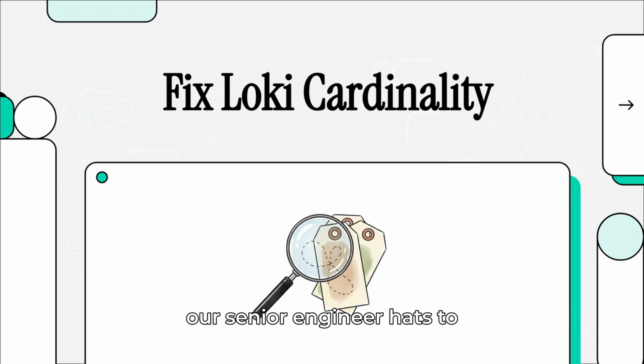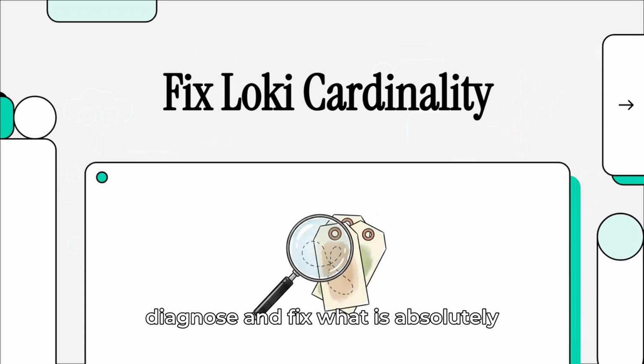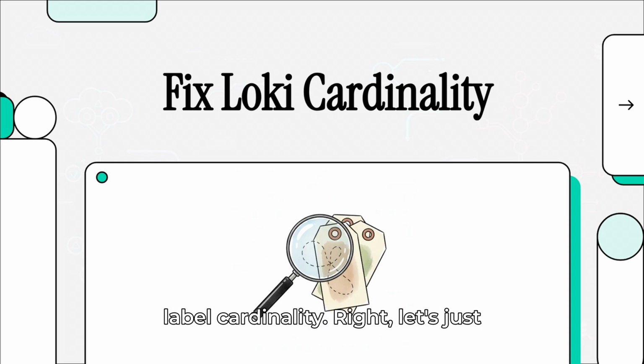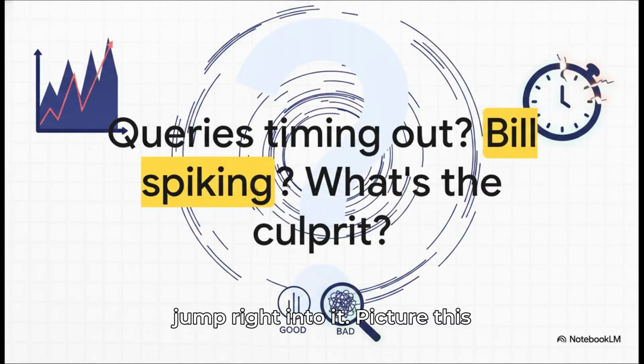Today, we're putting on our senior engineer hats to diagnose and fix what is absolutely the most critical bottleneck you will ever face in Grafana Loki. We're talking about label cardinality. Right, let's just jump right into it.